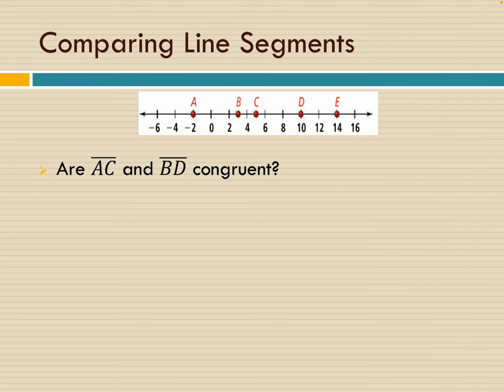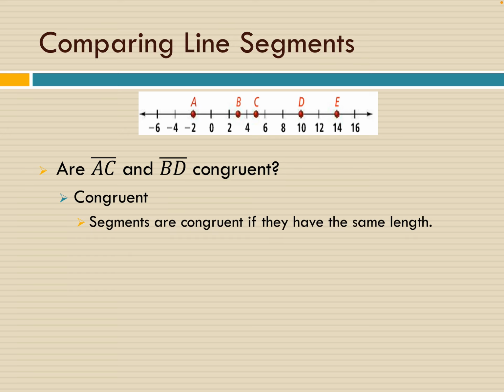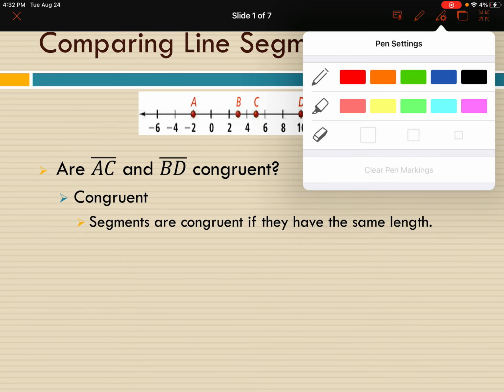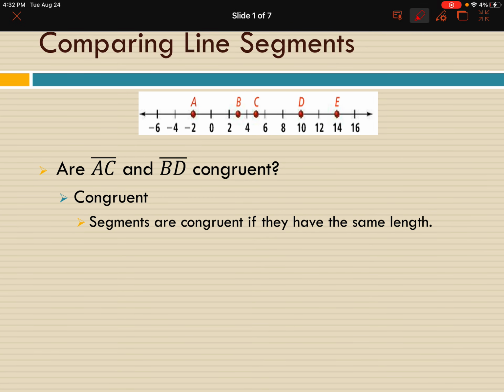All right, we're looking at topic 1-2. This is day 2 of this topic, and we are looking at the question we start off with: are AC and BD congruent? Well, I guess first we need to know what that word congruent means. Congruent, the way we're talking about it right now, is that two line segments are congruent. That means they have the same length.